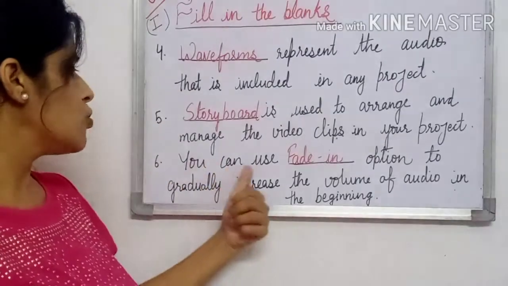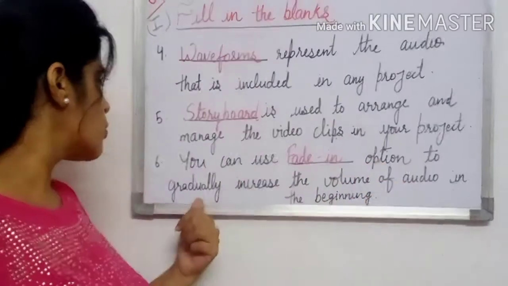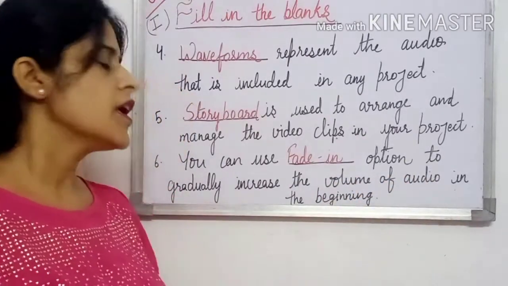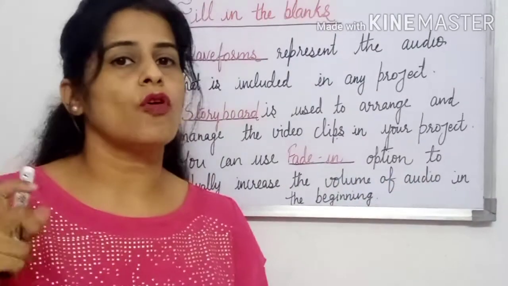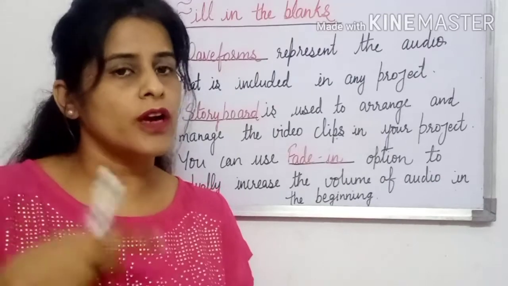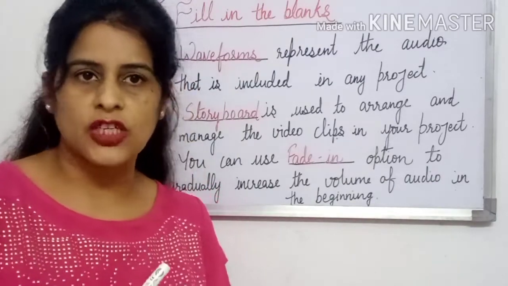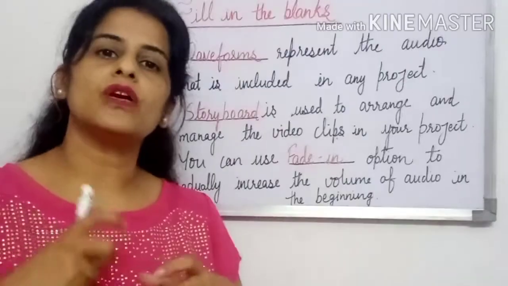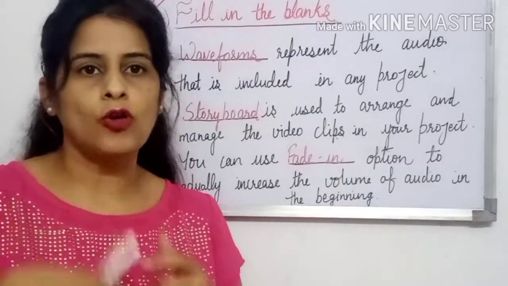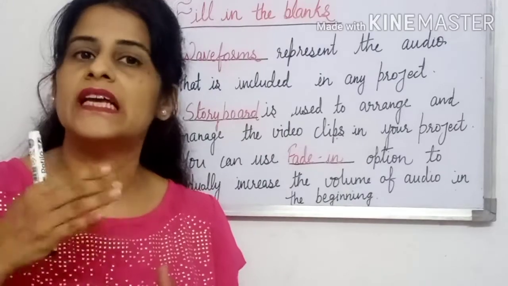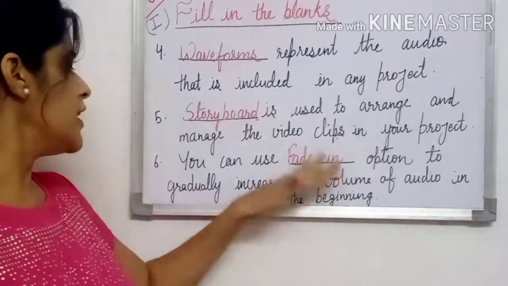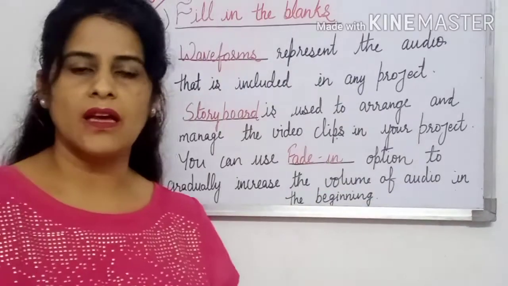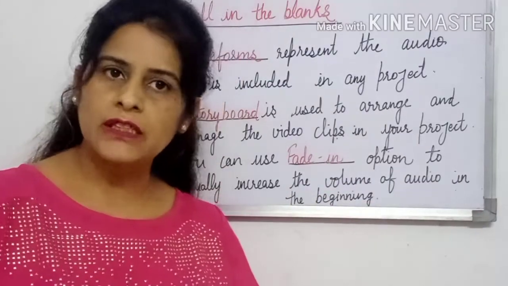Next, sixth is: you can use dash options to gradually increase the volume of audio in the beginning. If you want to increase the volume of the audio, which I have already told you in my practical sessions, which options can you use? The fade in option is used to increase the volume, and the fade out option is used to gradually decrease the volume. So the fade in option is used to increase the volume of audio in the beginning. This is all about filling in the blanks.